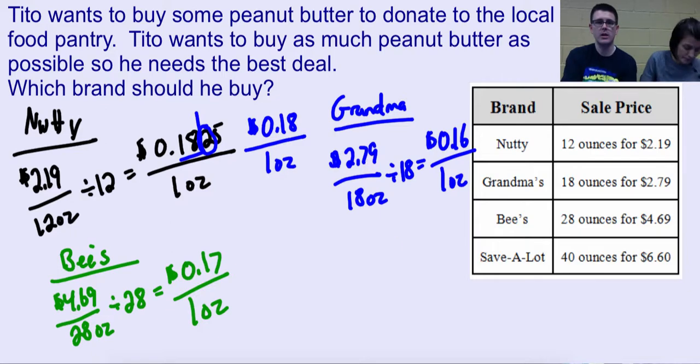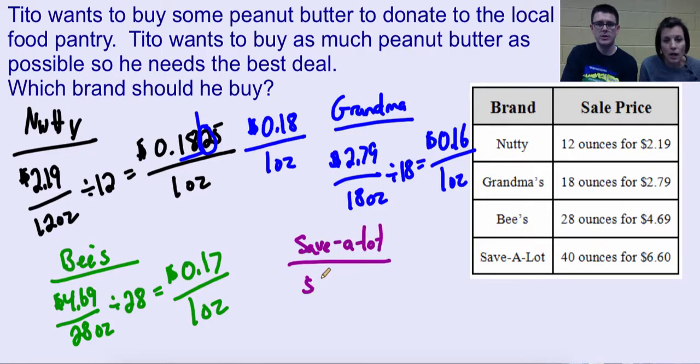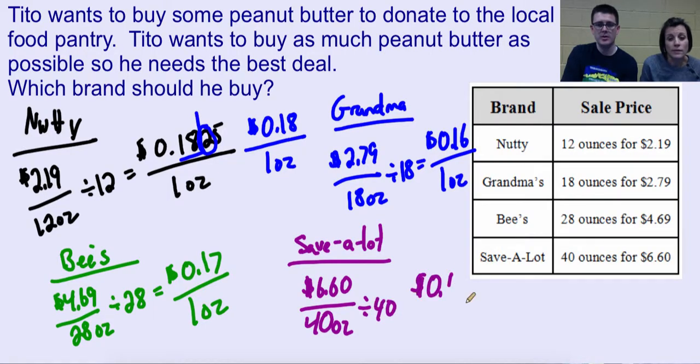All right, and then our last one sounds like a store brand. Save-A-Lot. You're going for store brand here. So $6.60 over 40 ounces. That rounds up to 17 cents an ounce as well. Then we have to look at our unit prices. We have 18 cents, 16 cents, 17 cents, and 17 cents.